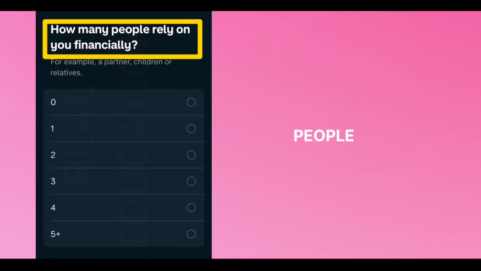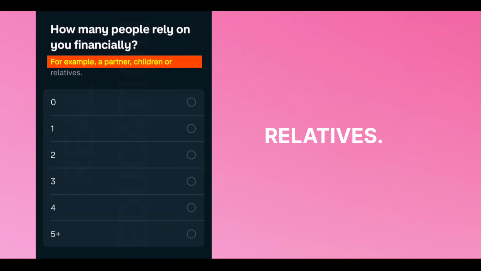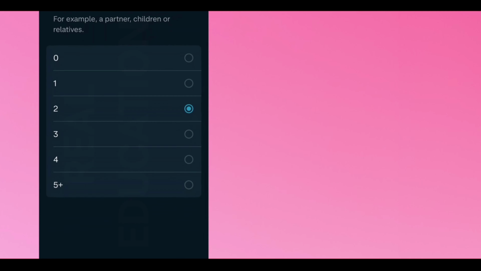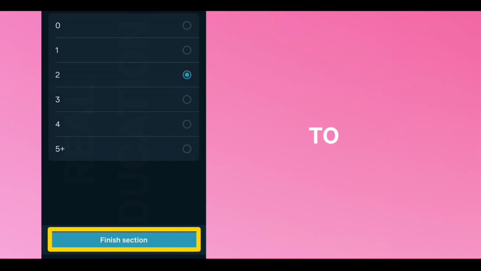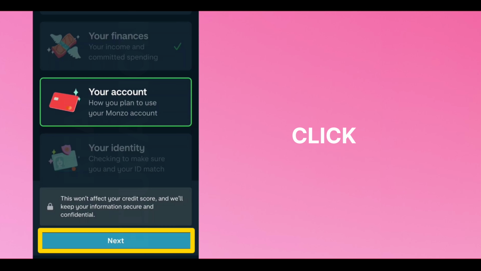How many people rely on you financially? For example, a partner, children or relatives. You have to select it as per your condition. Now I am going to click on finish section. So this is the third section. We have to click on the next icon.